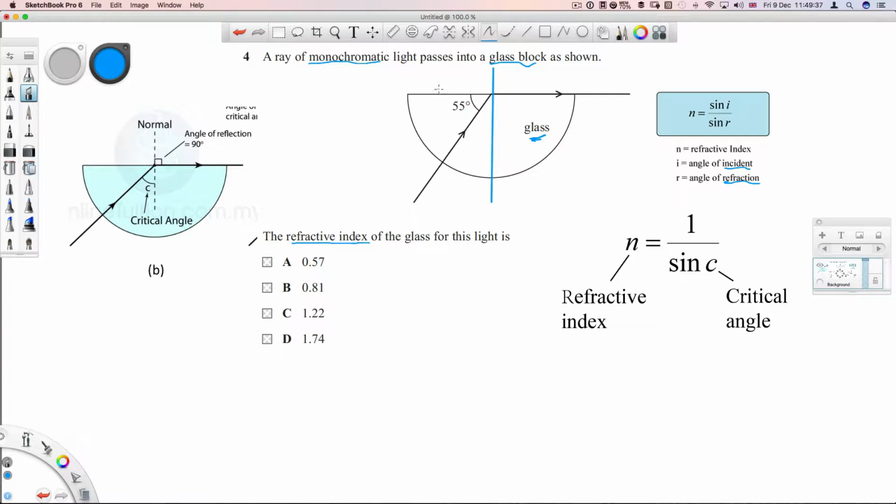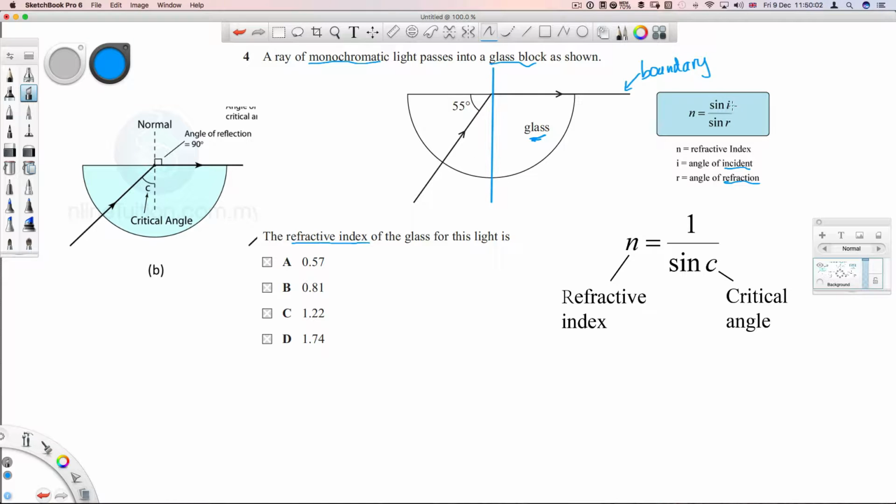to the boundary. Okay, so this is the boundary, and it is at the boundary that the refraction is taking place. So we need to draw a normal. You can put dotted lines just to show, but I've used a different color, so I can use a solid line.